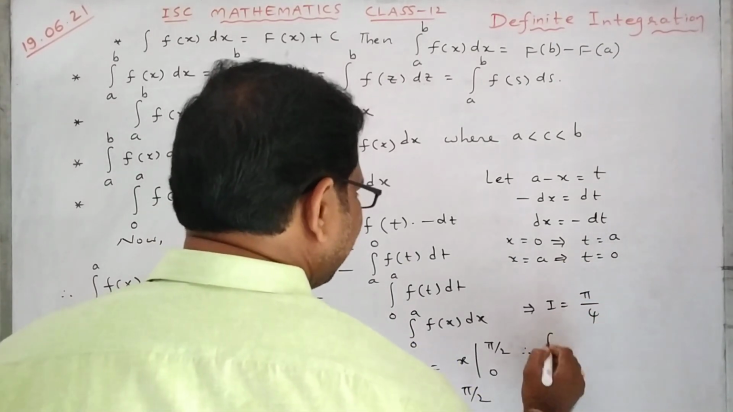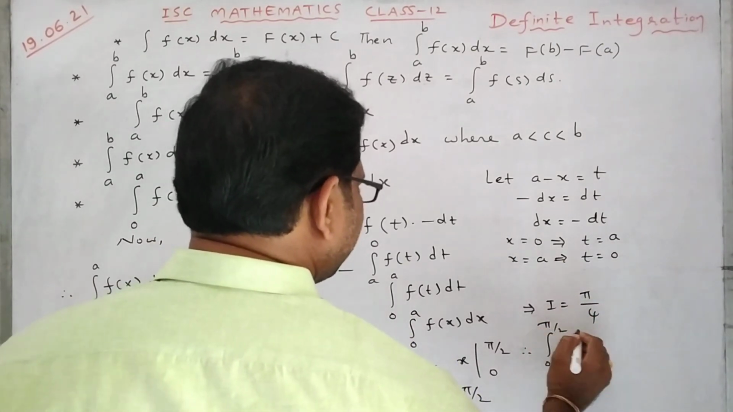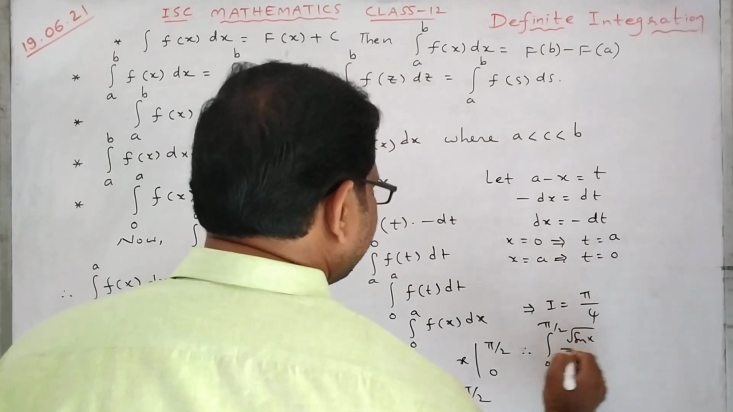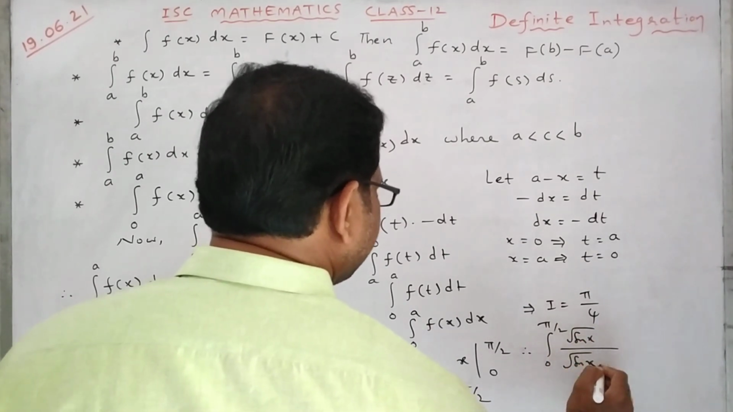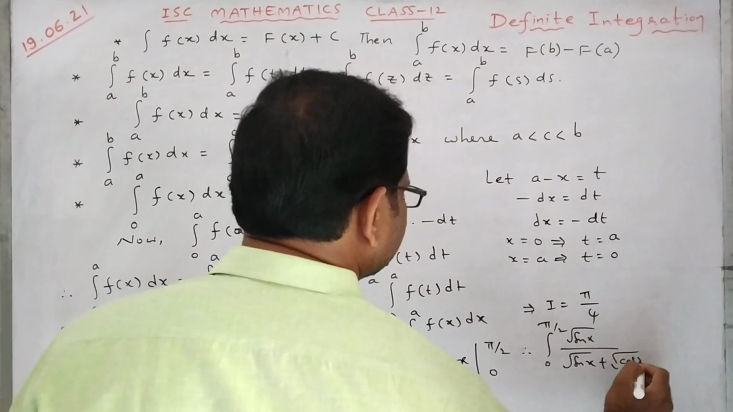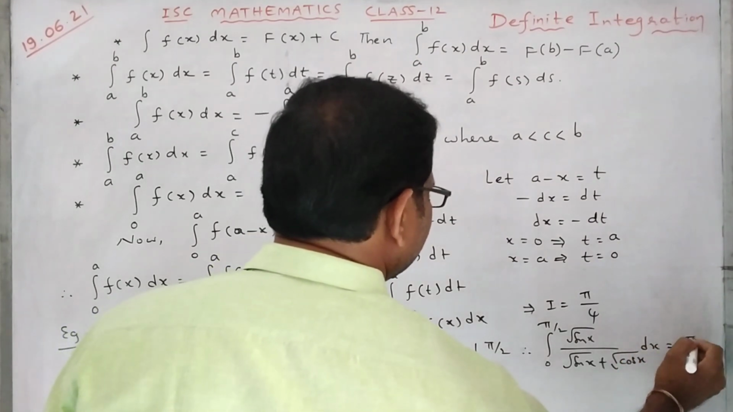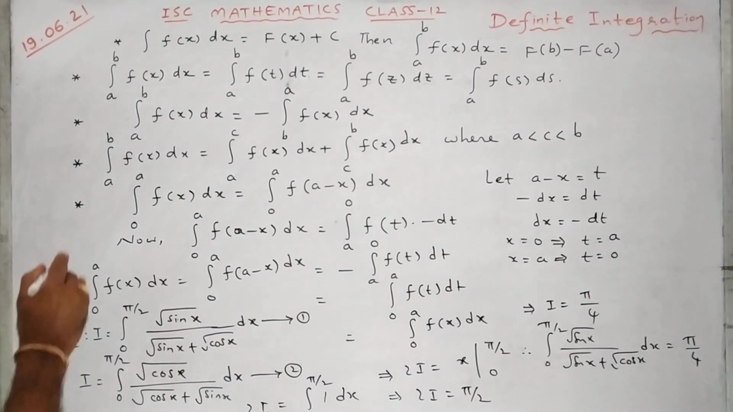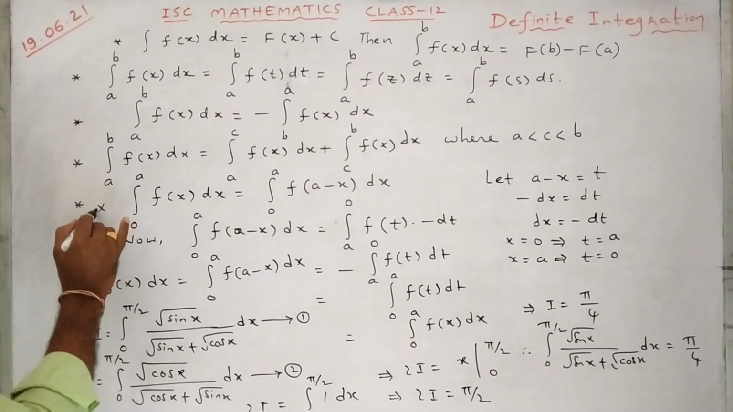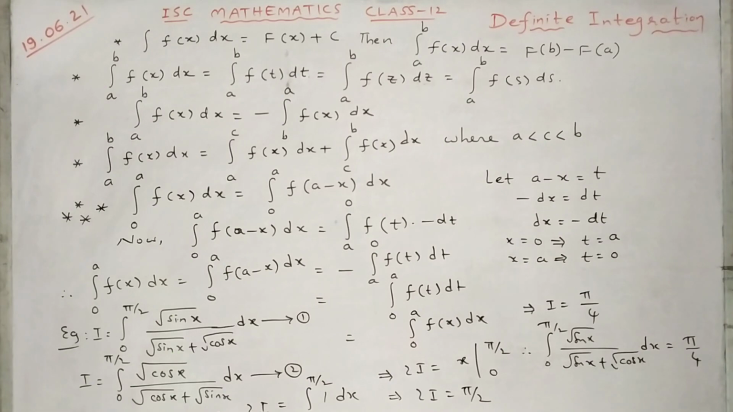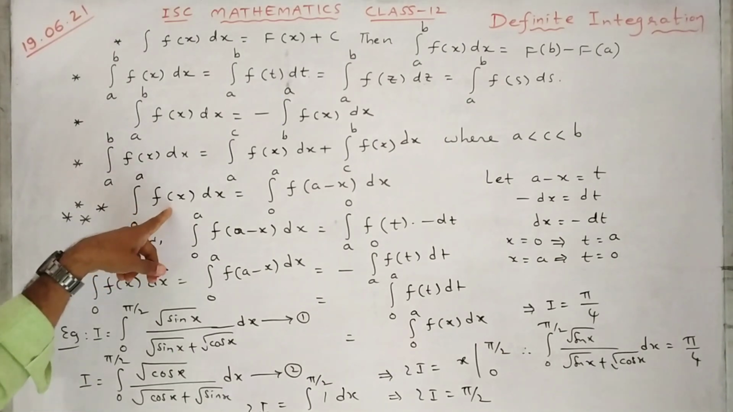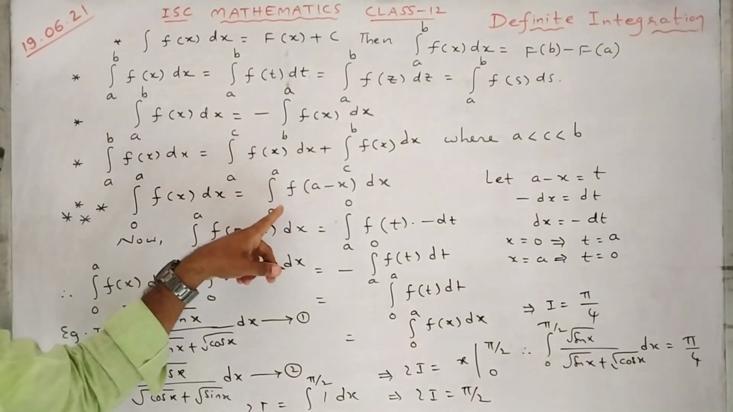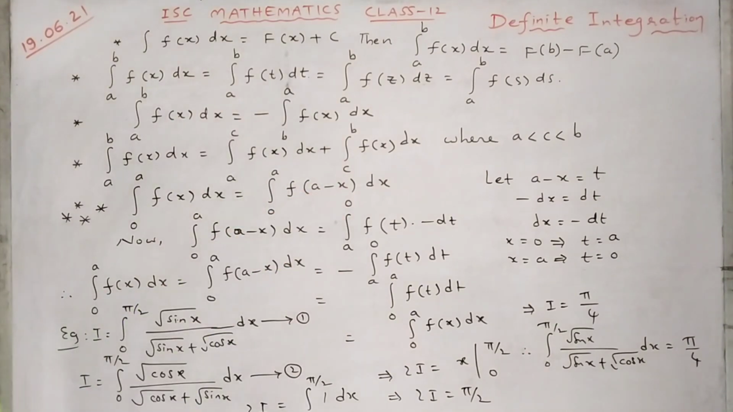What is my I? Integral 0 to pi by 2 root sin x by root sin x plus root cos x dx equal to pi by 4. So by using this property, which is a very important property for doing the problems: integral 0 to a f of x dx equal to integral 0 to a f of a minus x dx.